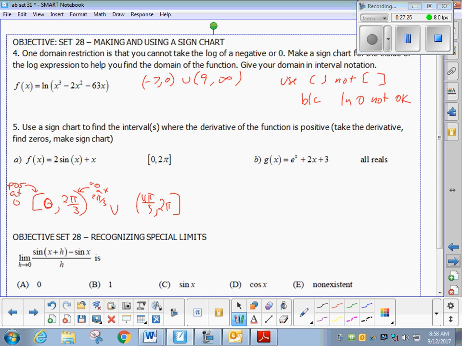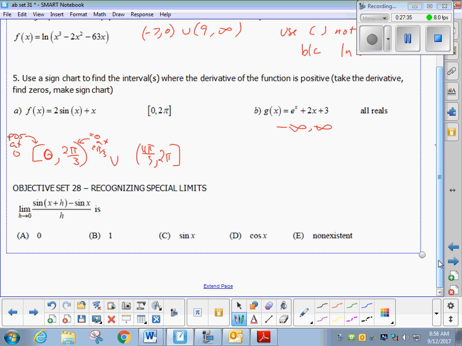All right, B, I got this was positive. The derivative is positive for all reals. The derivative is always positive for that bad boy, which, when I thought about the graph, that actually made sense. And you never include infinity with brackets, only parentheses.